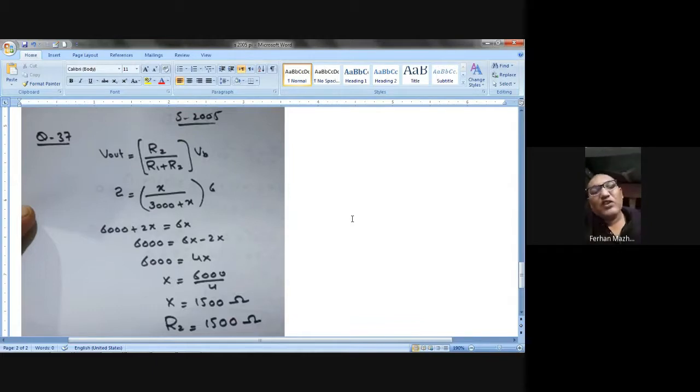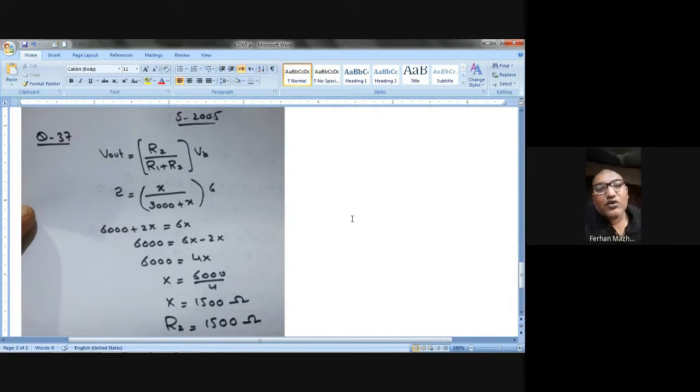The R2 value I don't know. That's a thermistor. R2, I don't know what its value is. I will suppose it's X. X divided by R1, which is 3000, plus R2, which is X, into the voltage of the battery, which is 6. So you will cross multiply here. So we will have 2 multiplied by 3000, which gives you 6000, plus 2x equals 6 times x, 6x. And you will have 6x minus 2x, that will be 4x equals 6000.